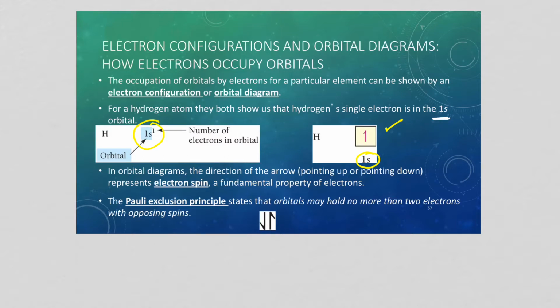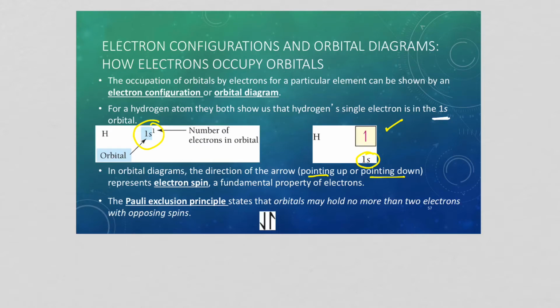In these orbital diagrams, the direction of the arrow is part of the information. In any orbital, there can be one electron pointing up and one electron pointing down. This represents what we call the electron spin, so we say spin up or spin down. Spin is a fundamental property of electrons, which in this class we're not going to get any deeper into, but it's represented by whether the arrow is up or down.